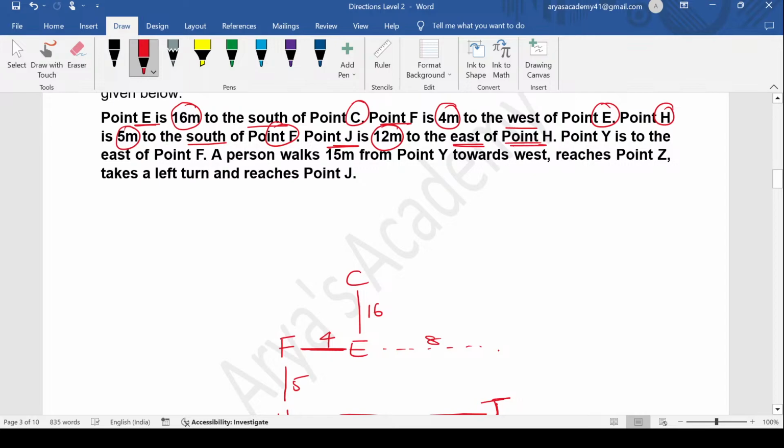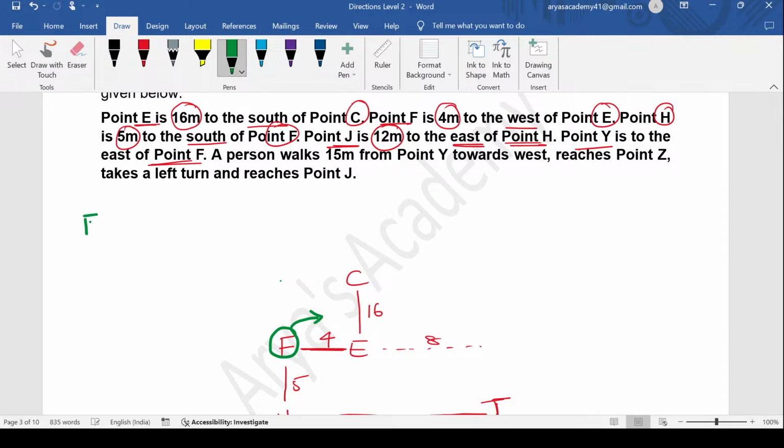Point J. Then point Y. Point Y is to the east of point F. If you properly observe the question, they have not mentioned any kind of distance over here. Point Y is towards the east of point F. That is the only thing they have mentioned. If you observe properly, point F is over here. From F, if you want to move east, you have to go this way. And they have very clearly mentioned point Y is to the east of point F.